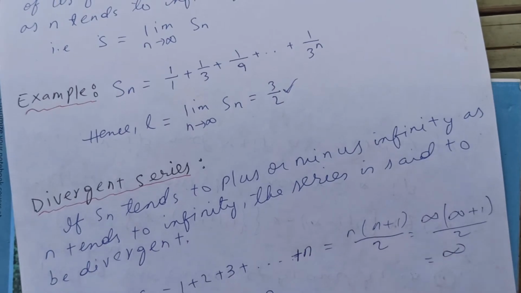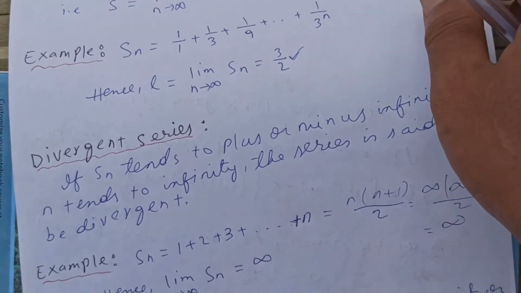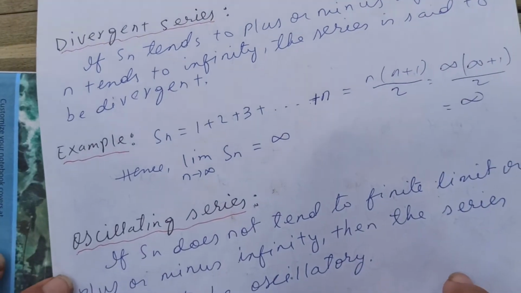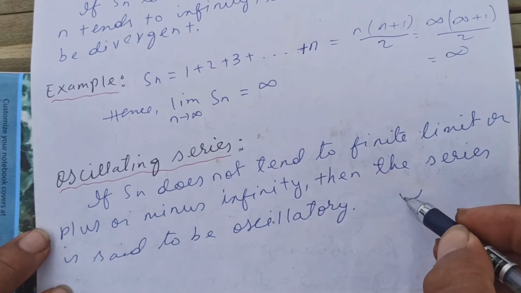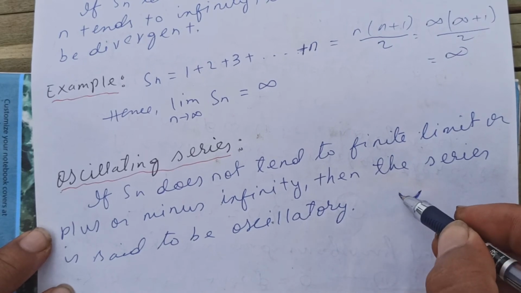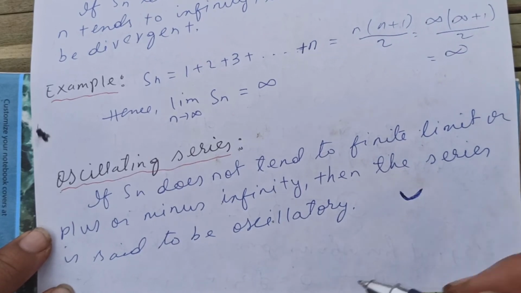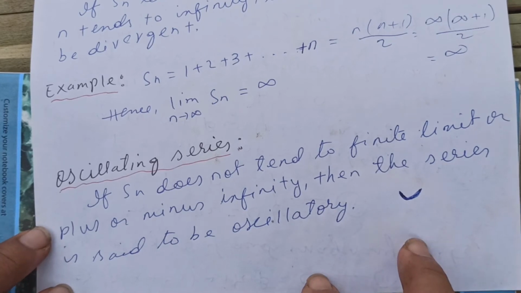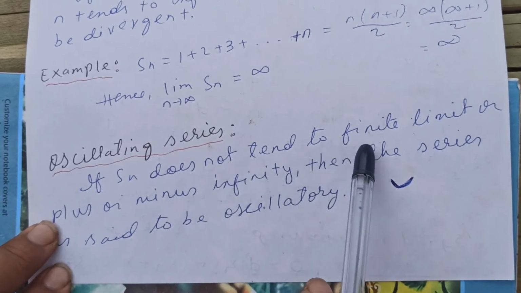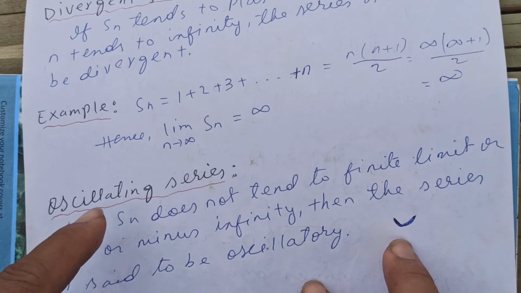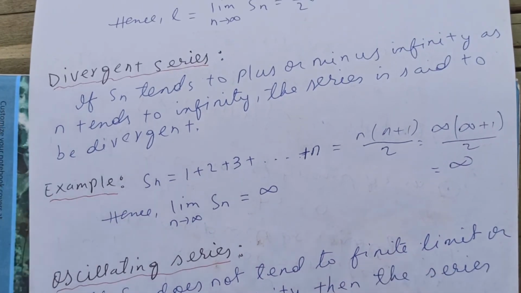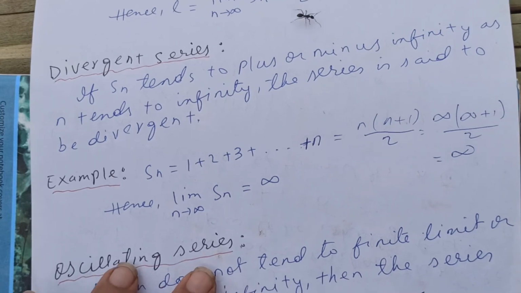Now, since we talked about convergence and divergence, let's talk about oscillating series. What do we mean by oscillating? Oscillate means something like a pendulum, which oscillates back and forth. That is what we call an oscillating series. If Sn does not tend to a finite limit or to plus or minus infinity, then the series is said to be oscillatory. If it is neither convergent nor divergent, then we call it an oscillating series.